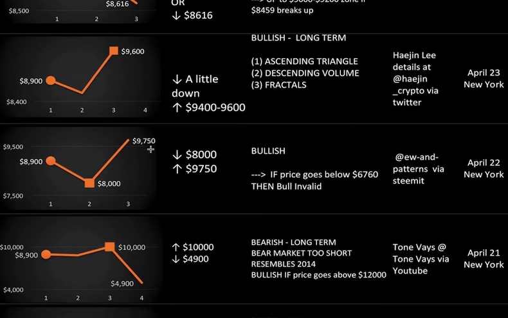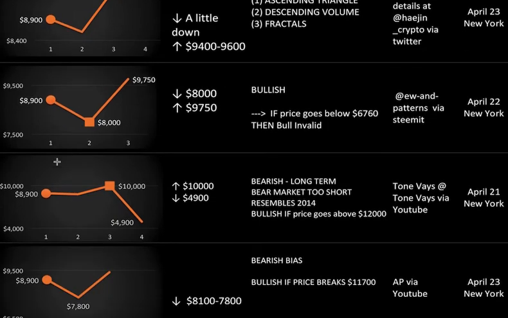Now we have EW and patterns seeing us retrace, keeping it similar from yesterday, 8,000, 8,200 zone, and then after that going up to 9750. So nothing changed with EW and patterns. Then we have 3 bearish analysts.